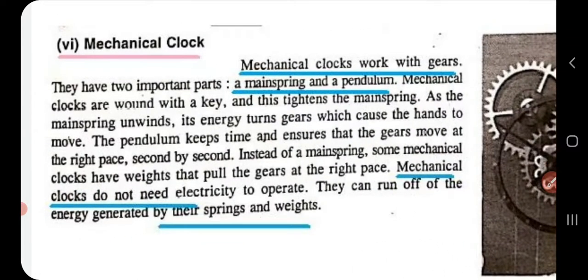Now it has got two important parts. One is the mainspring and the other one is a pendulum. Mechanical clocks were wound with a key. As you know, they are mainly wound with a key, and this actually tightens the mainspring.